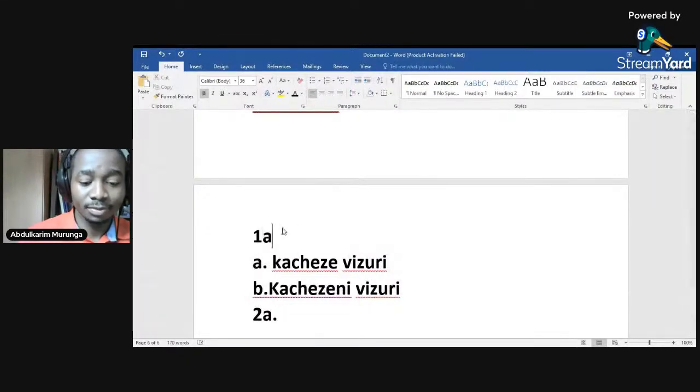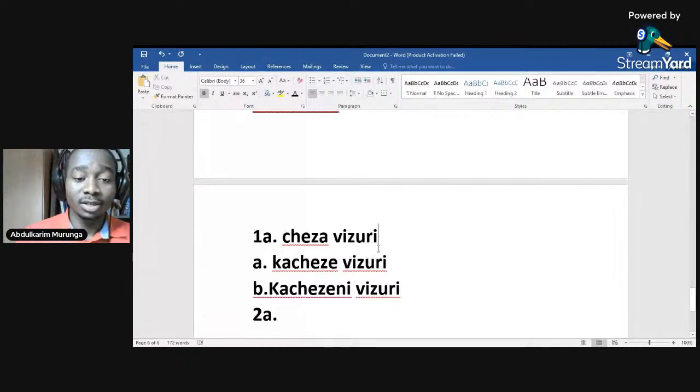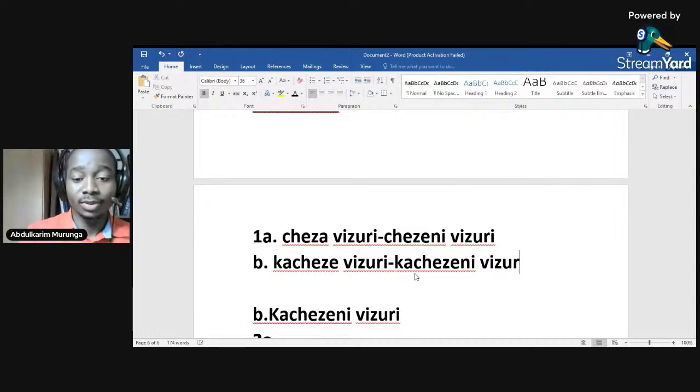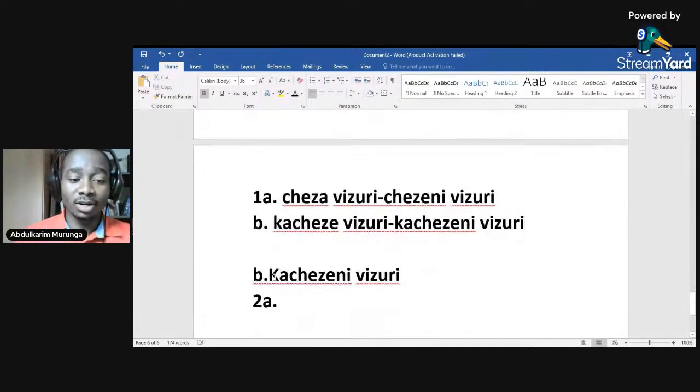Cheza vizuri in plural. So this part be here. Kacheze vizuri. In plural will be chezeni vizuri. Kachezeni. Kachezeni vizuri. Kachezeni vizuri.